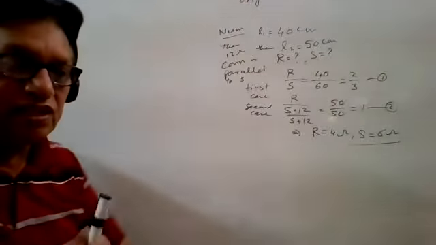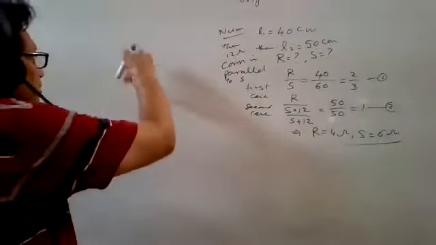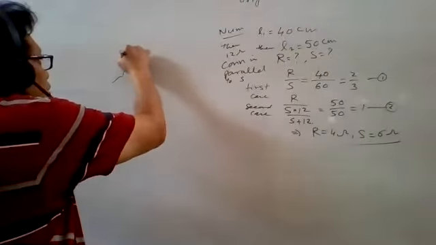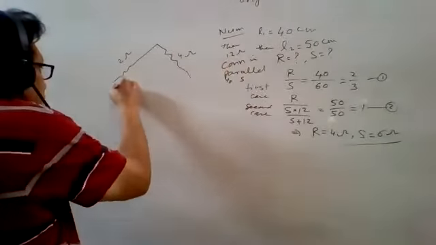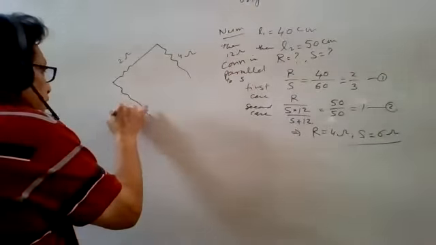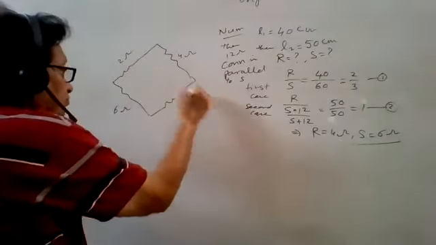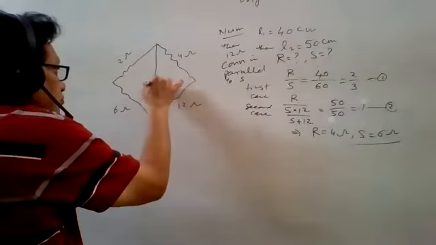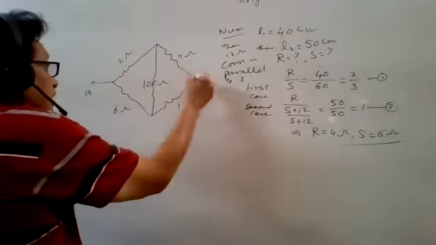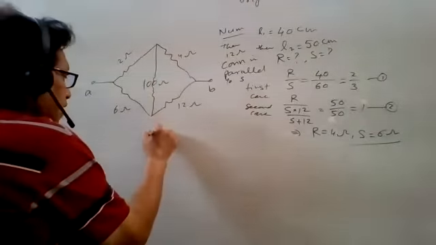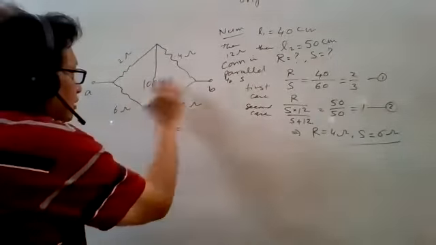Suppose something is connected in series and parallel, we can solve it easily. Something is given like this: 2 ohm, 4 ohm, 6 ohm, and let us say 12 ohm, and here 100 ohm. These are resistances. Find out the resultant or equivalent resistance between these two points A and B.